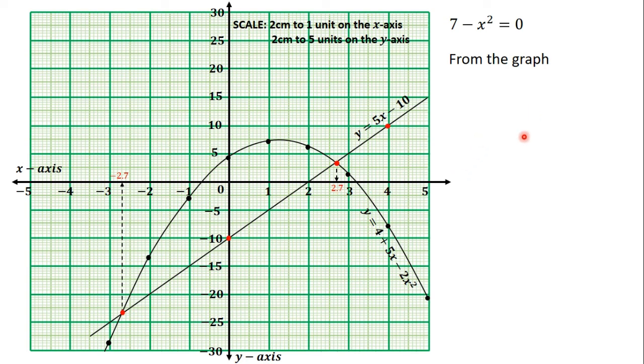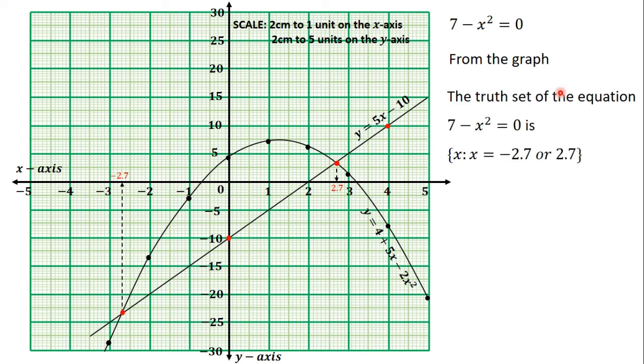But the question said we should write our answer as a truth set. So we are going to write our solution as a truth set. So from the graph, the truth set of the equation 7 minus x squared is equal to 0 is x such that x is equal to minus 2.7 or 2.7.